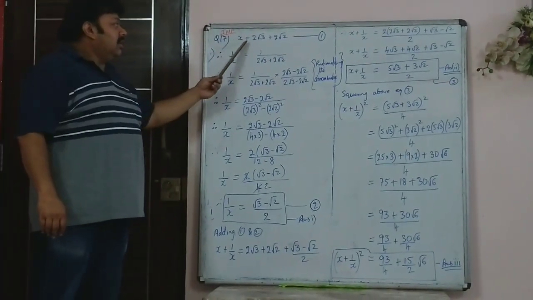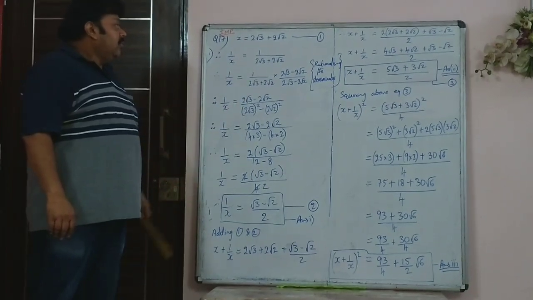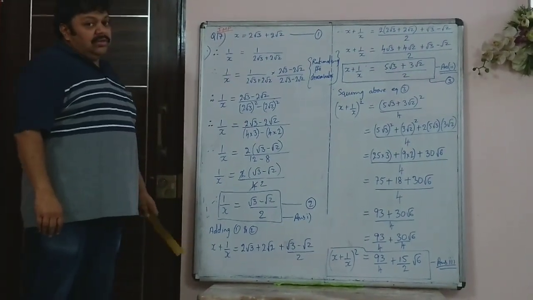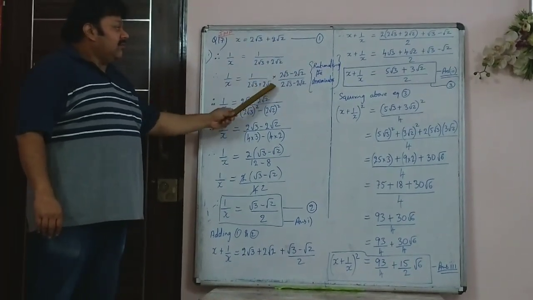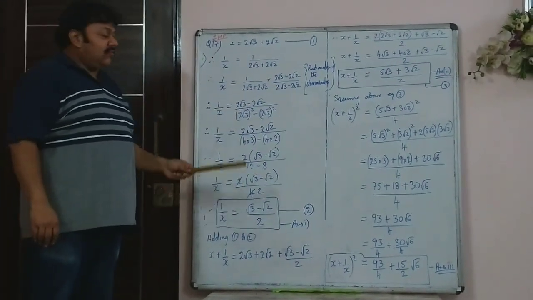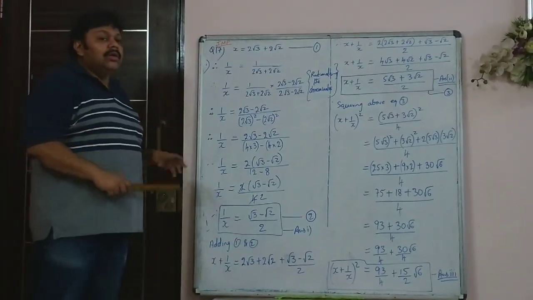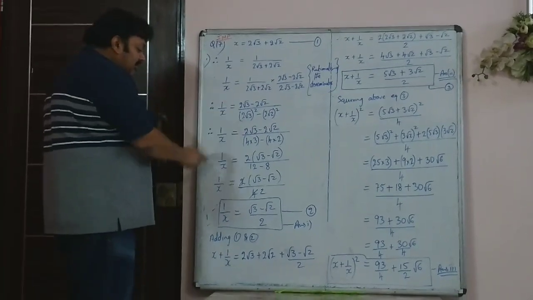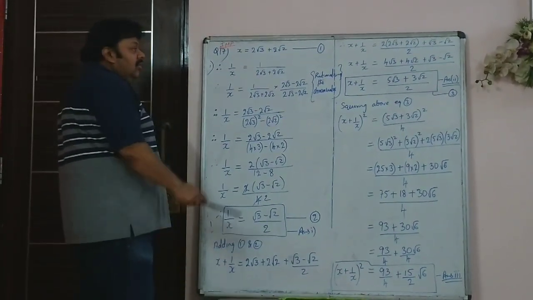Here the next sum, that is x is equal to 2 root 3 plus 2 root 2. You are asked to find 1 by x. So 1 by x you can't just leave like this. You have to rationalize and find it in rationalized form. So don't just say that this is 1 by x and that's the answer. That is not the answer. You have to rationalize and find it without any root in the denominator.